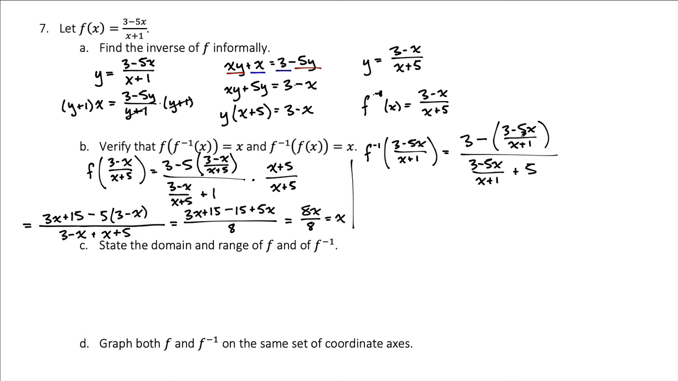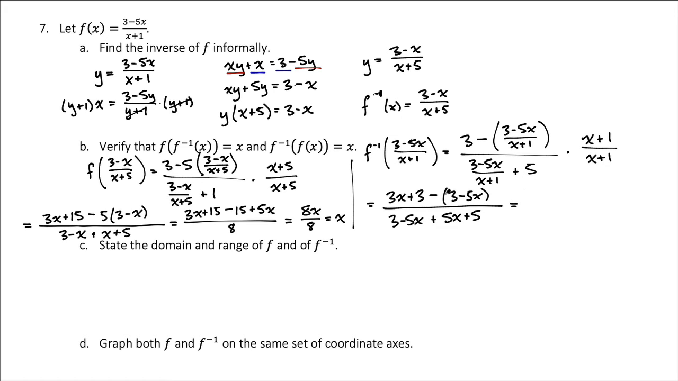Now to get rid of a fraction inside of a fraction, we multiply top and bottom by the denominator of that, which is just the x plus 1. So we get 3 times (x plus 1), which is 3x plus 3, and then minus, here the x plus 1 cancels, so it's just that numerator, minus the (3 minus 5x). For our denominator, we take this fraction and multiply by x plus 1. Again, the x plus 1 cancels, and we just get 3 minus 5x, and then plus 5 times that, plus 5x plus 5, distributing the 5 there.